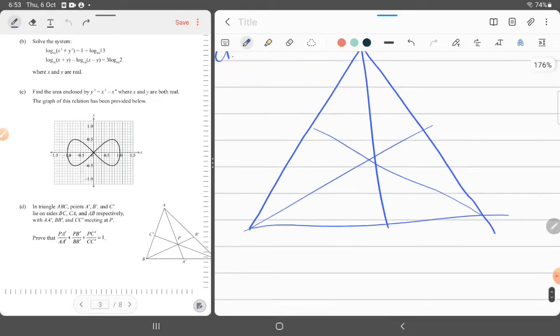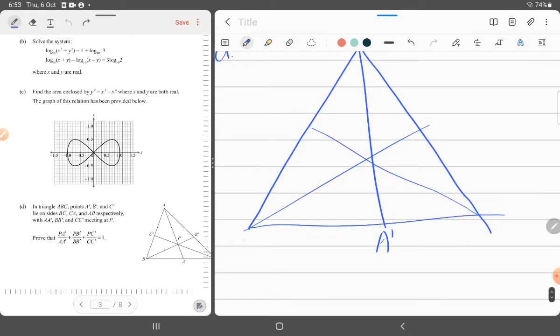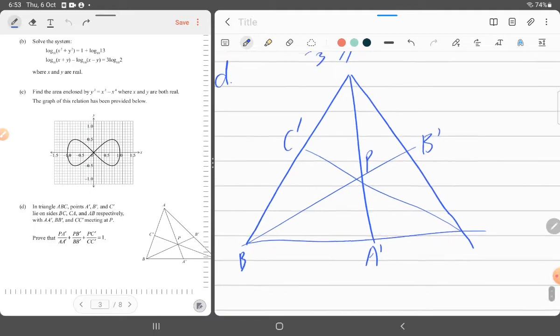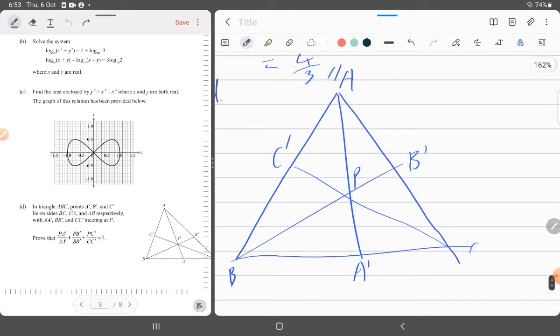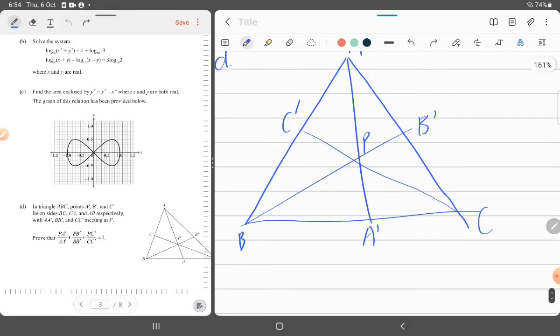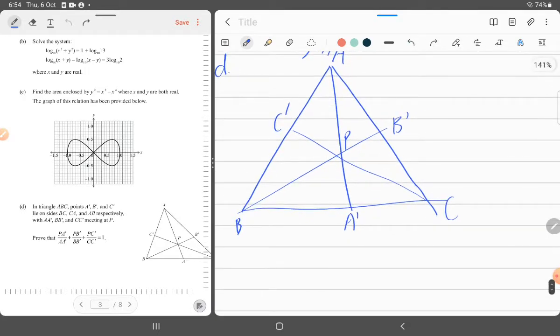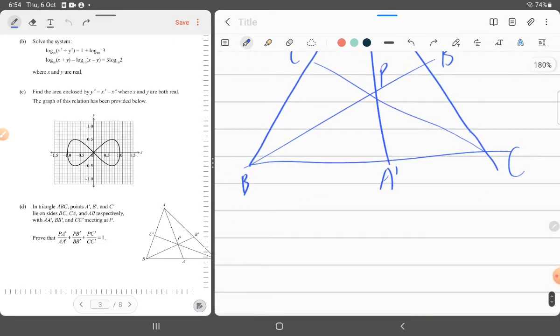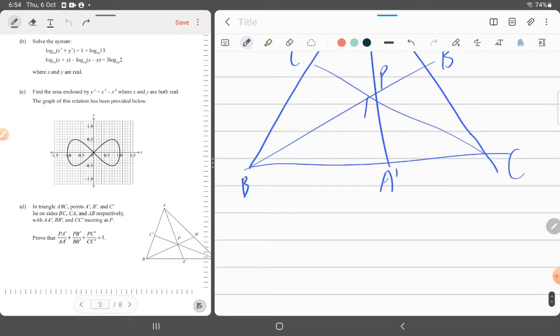Good enough. A dash, B, B dash, C dash, P, A, and C. So we let this triangle BPC. So the area of this is equal to the perpendicular distance here.